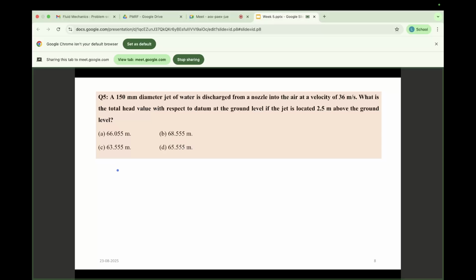So in this question, what is given? First we write down what is given. So given diameter as 150 mm. Always remember, convert each and every term into SI units. So that means it should be 0.15 meter. Also the velocity is given, that is 36 meters per second, and z is given, that means the datum line from the ground level is 2.5 meters.